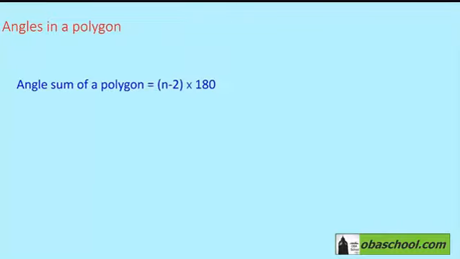Angle sum of a polygon is (n minus 2) multiplied by 180 degrees. n is the number of sides in the polygon.